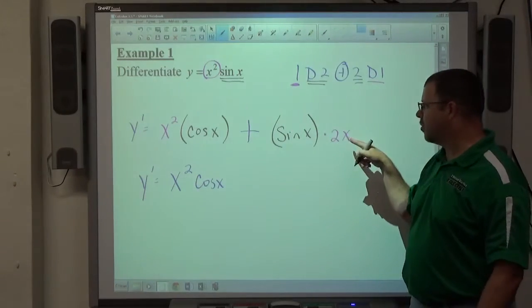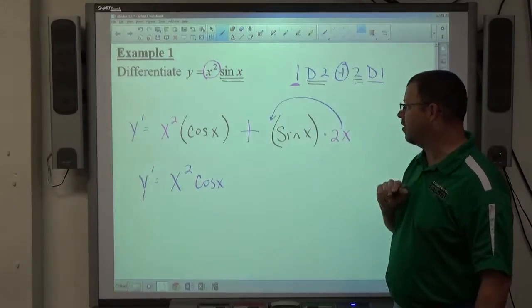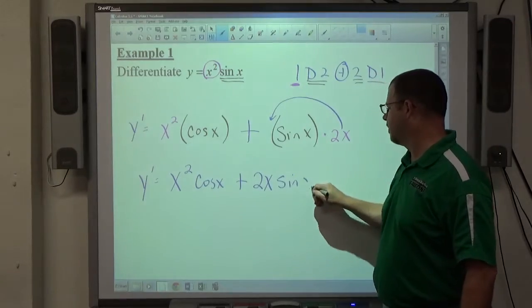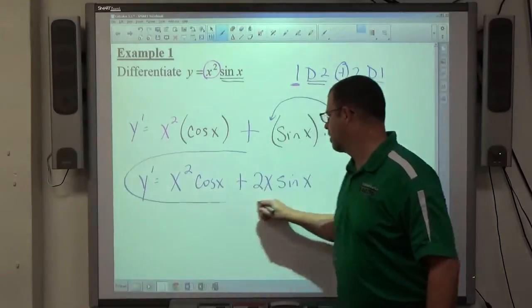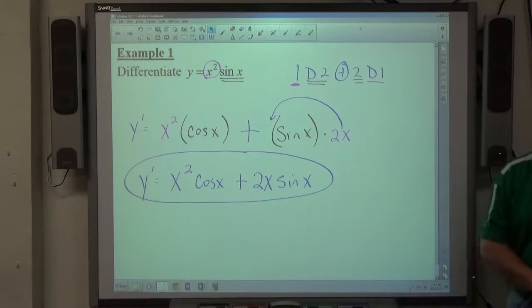And then sine x times 2x, again, I can't do anything to make that simpler, but I like my things that aren't trig functions to be in front, so I would probably make it plus 2x sine of x. And that is the first derivative of x squared sine of x.